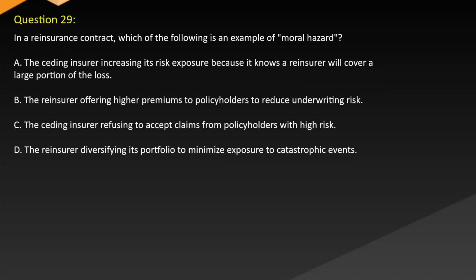Question 29. In a reinsurance contract, which of the following is an example of moral hazard? A. The ceding insurer increasing its risk exposure because it knows a reinsurer will cover a large portion of the loss. B. The reinsurer offering high premiums to policyholders to reduce underwriting risk. C. The ceding insurer refusing to accept claims from policyholders with high risk. D. The reinsurer diversifying its portfolio to minimize exposure to catastrophic events.